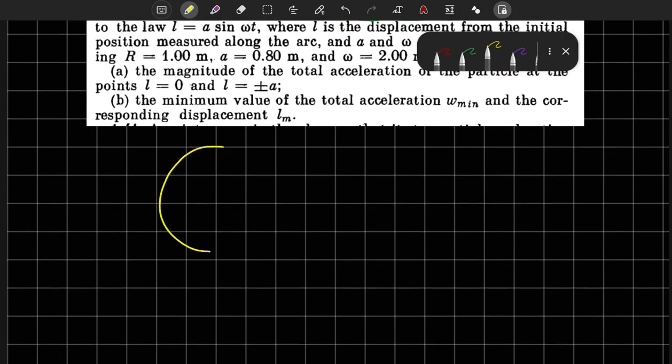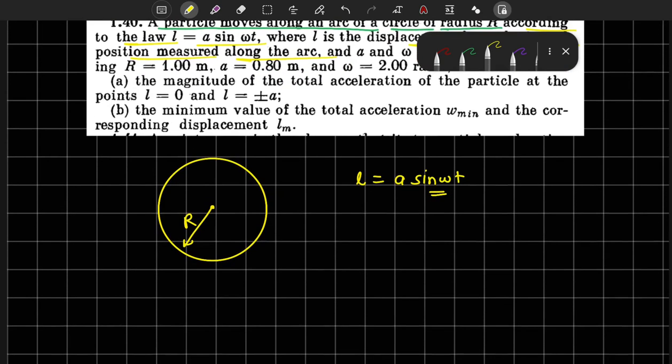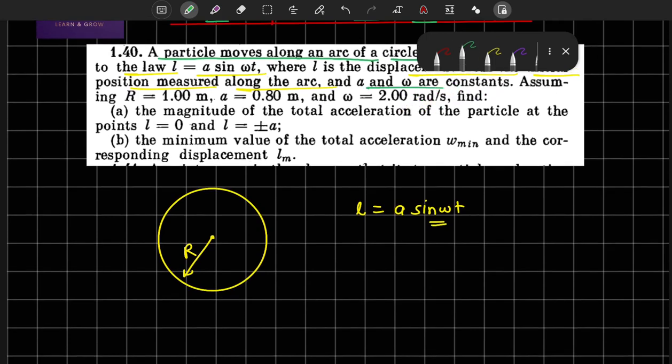Let us say this is the circle of radius r in which the particle is moving, according to the equation L is equal to A sine omega t, where L is the displacement from the initial position measured along an arc, and A and omega are constants. It is given that r is equal to 1 meter, A is equal to 0.8 meter, and omega is equal to 2 radian per second. Here A and omega are constants.